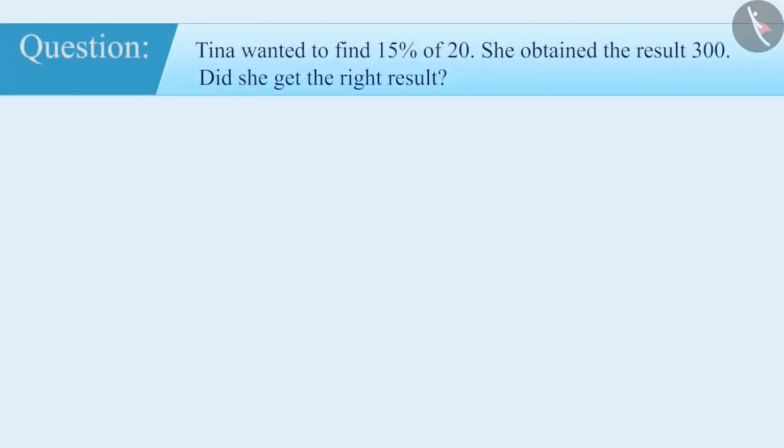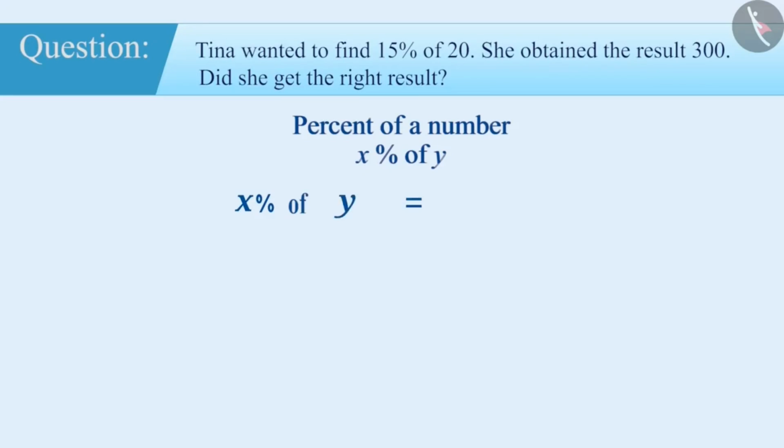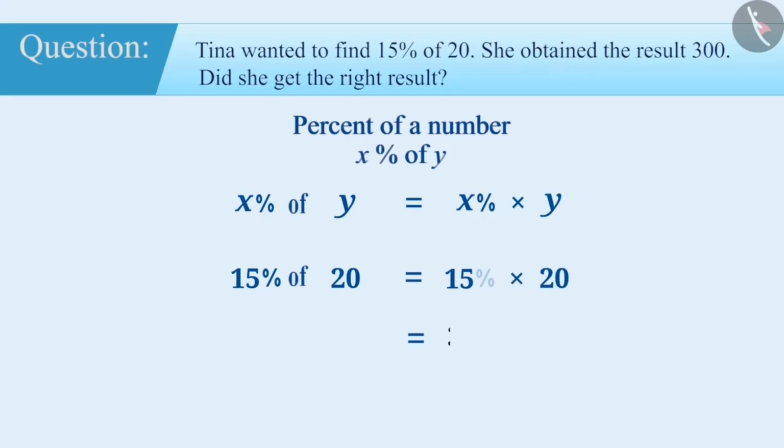Next question. Tina wanted to find 15% of 20. She obtained the result 300. Did she get the right result? Some students do not have the correct understanding to find the percent of a number. That is, they fail to understand that x% of a number y is equal to x% into y. Some mistakes are made by this. Here, Tina ignored the percentage sign in order to get 15% of 20 and multiplied 20 by 15 and got the result 300, which is the wrong answer.